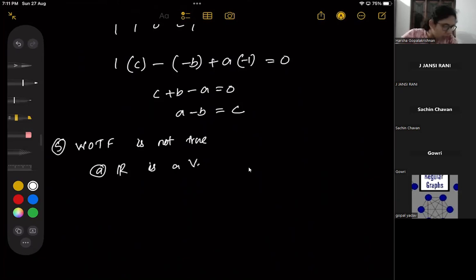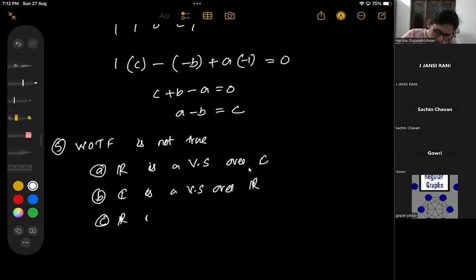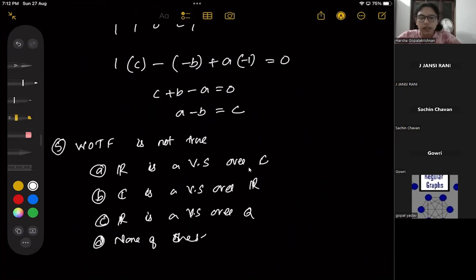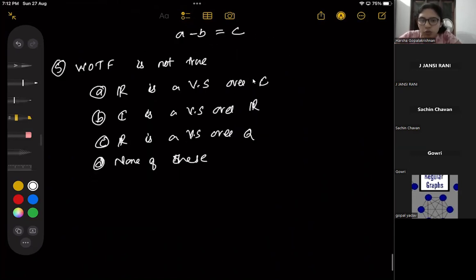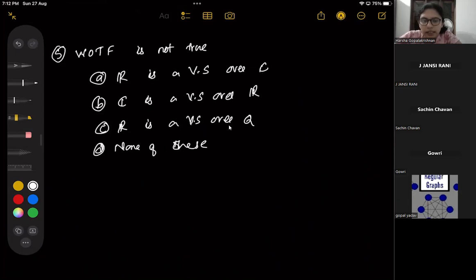Now, the next question is, there is a set of statements. So we need to check what are all the correct statements. So here we have three statements. We need to check which one is not true, the wrong statement. Can anyone say which one is a wrong statement among all these three? A. Yeah. A is wrong.